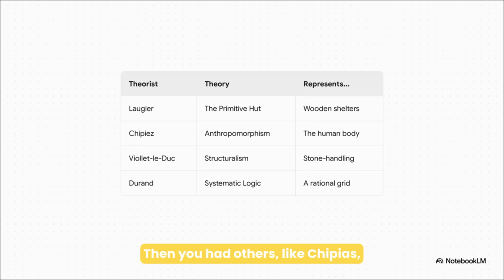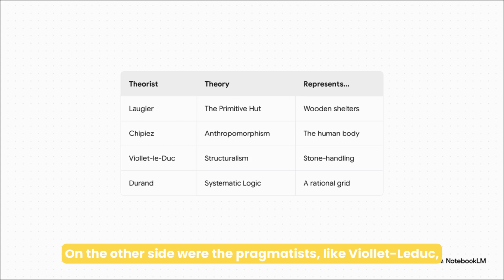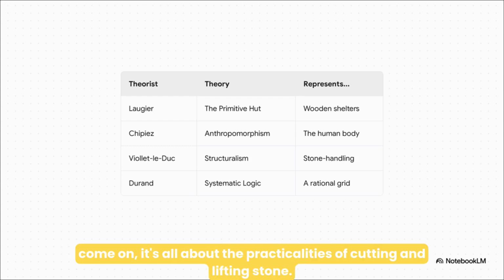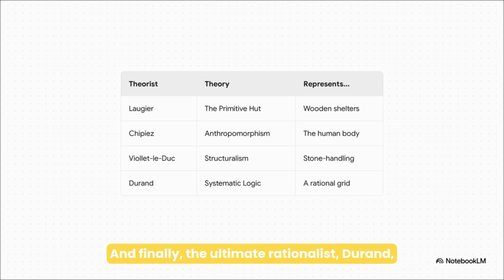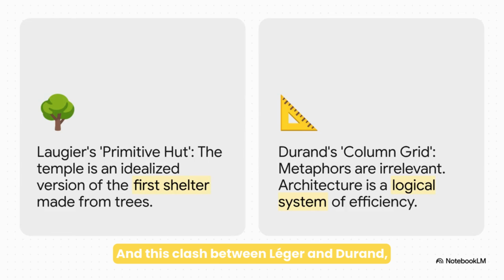Then you had others, like Chipias, who saw the column as a stand-in for the human body. On the other side were the pragmatists, like Viollet-le-Duc, who said, come on, it's all about the practicalities of cutting and lifting stone. And finally, the ultimate rationalist, Durand, who argued all that metaphor stuff was nonsense. It's just a grid. It's just math. And this clash between Loos and Durand, it really gets to the heart of the whole fight.